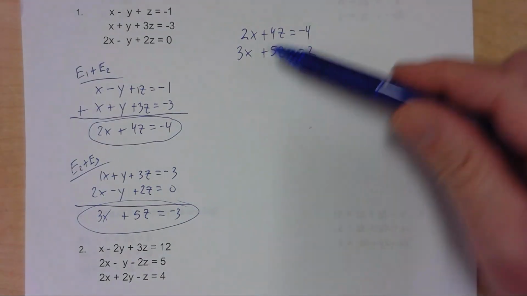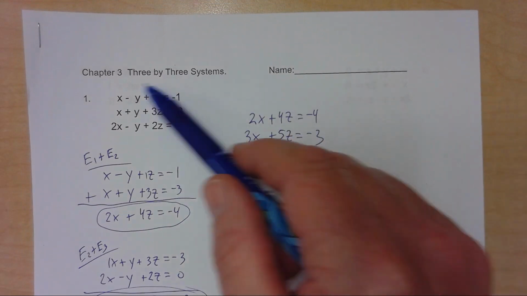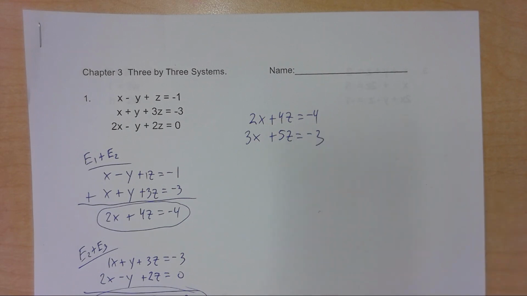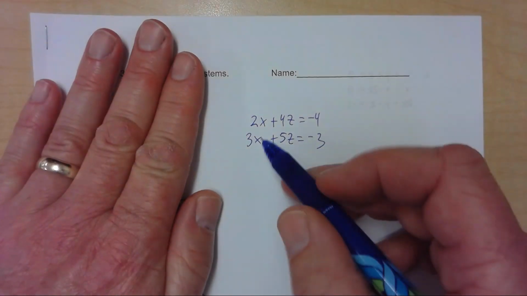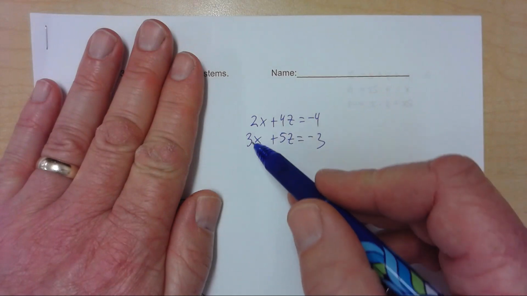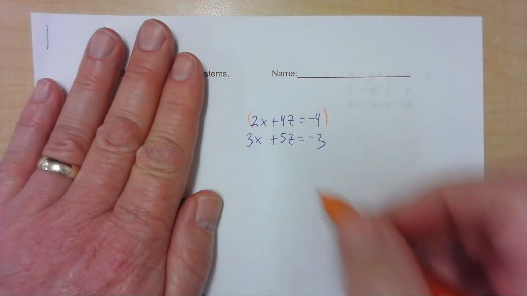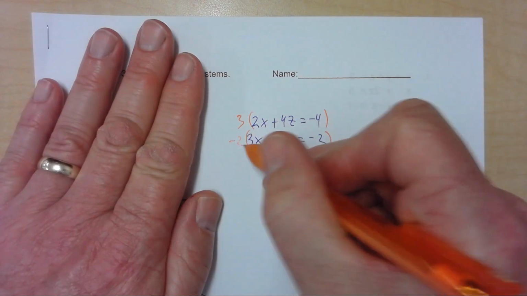So now I have 2 equations and 2 unknowns. That's your goal, to take this from 3 equations and 3 unknowns to 2 equations and 2 unknowns. So I pretend like the rest doesn't exist and I start over again. If I make this 6 and that negative 6, that would be good. So I'm going to multiply this equation by 3. That makes that 6. I'm going to multiply this equation by negative 2. That makes it negative 6.